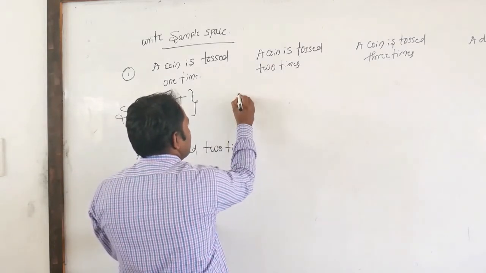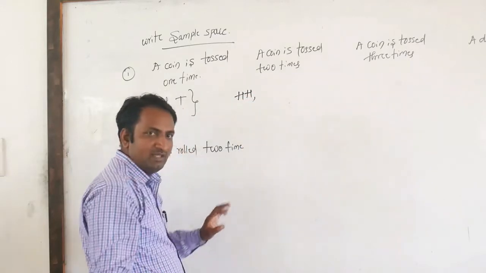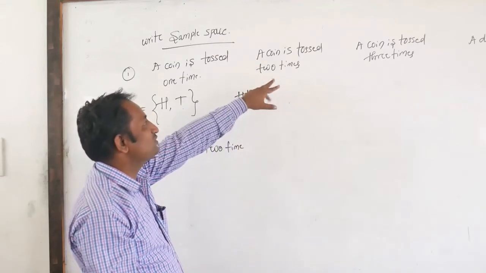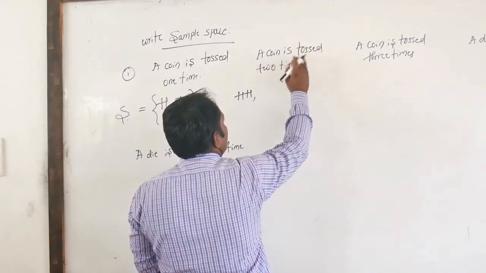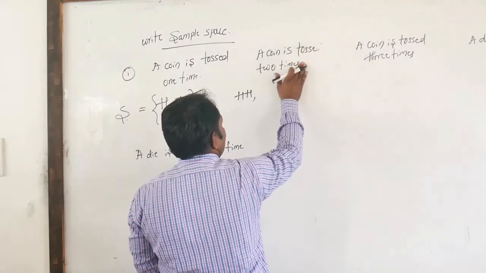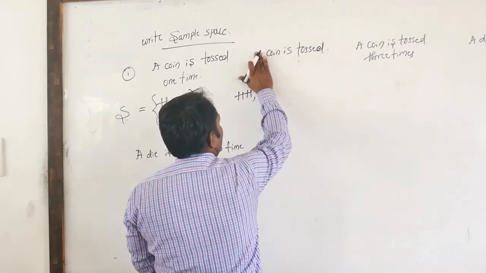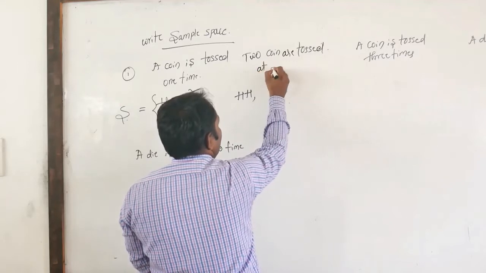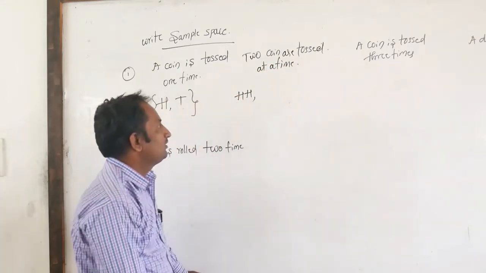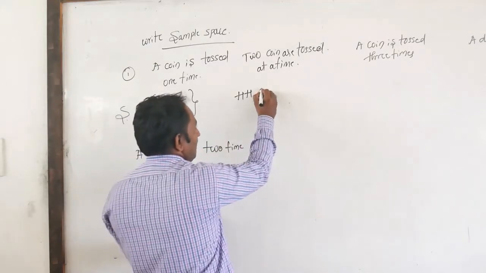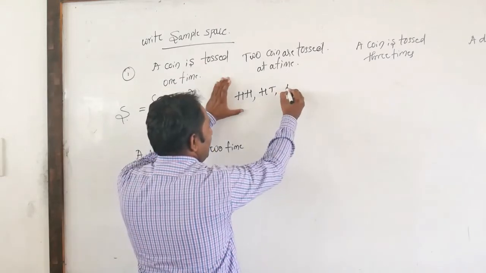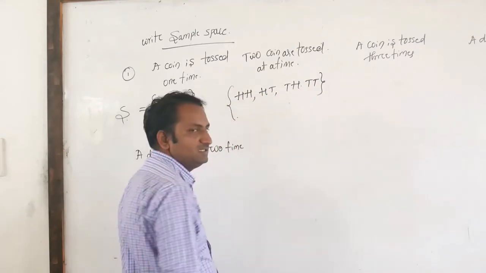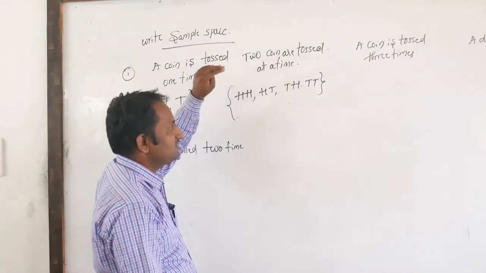A coin is tossed two times, or two coins are tossed at a time. The possible results are: head, head will occur; head, tail will occur; tail, head will occur; and the last one, tail, tail will occur. This is the possible result when two coins are tossed at a time.